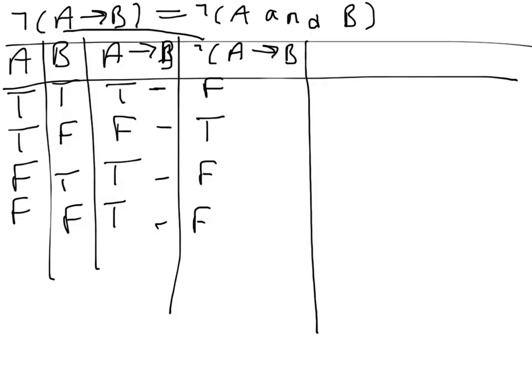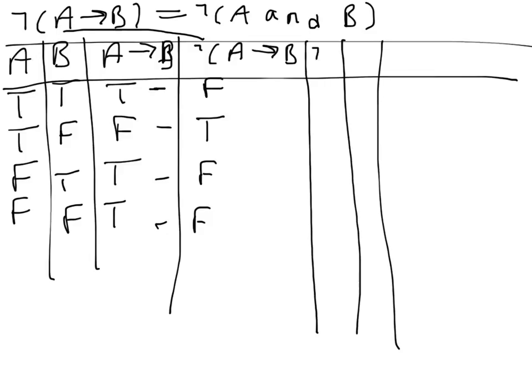We've got that done. Next, we're going to find the negation of A and the negation of B, not A and not B. These are the total opposites of the original values. So the negation of A: when A is true, it's false, and when it's false, it's true. And the negation of B when it's true is false. So this is false, true, false, true. So we've got that down.